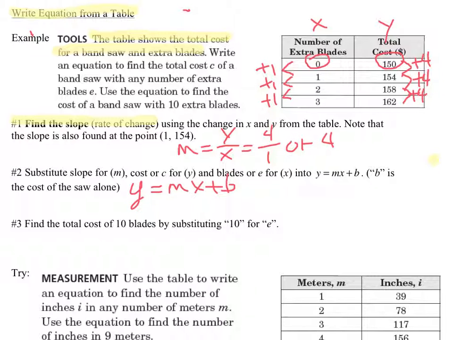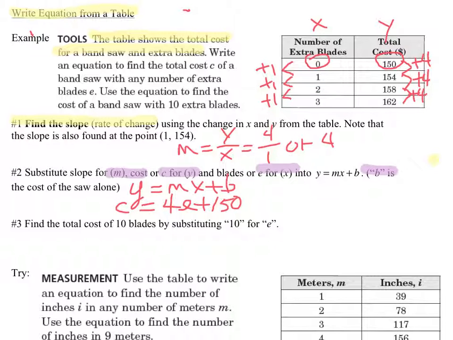Then we write down the formula or equation y equals mx plus b. And then we begin to substitute into that formula. Y is the total cost, so we use c. M is equal to 4. X, we're using E for the number of blades. And B is the cost of the saw by itself when we have not purchased any blades. So we just substituted in this, and 150 for the B.